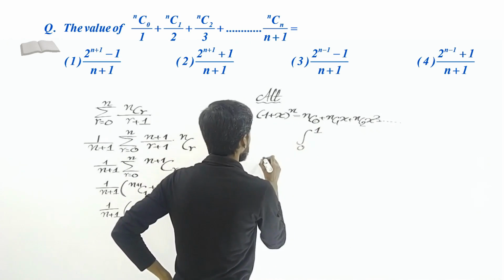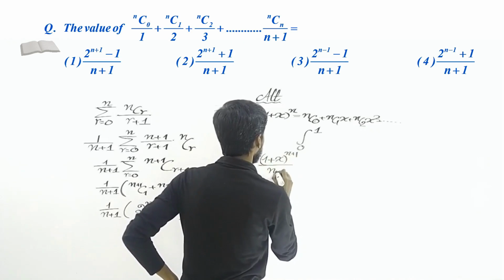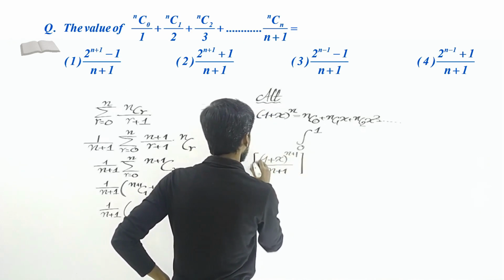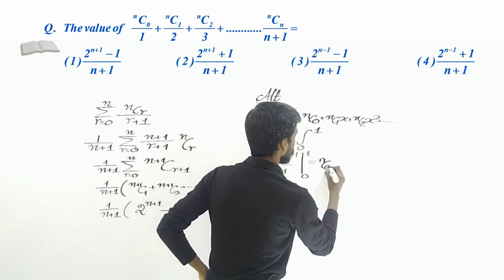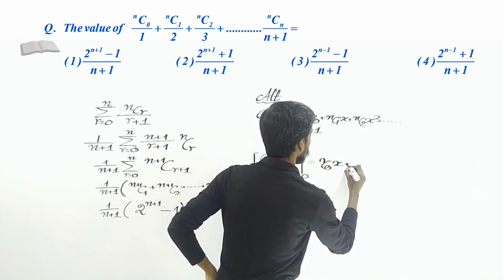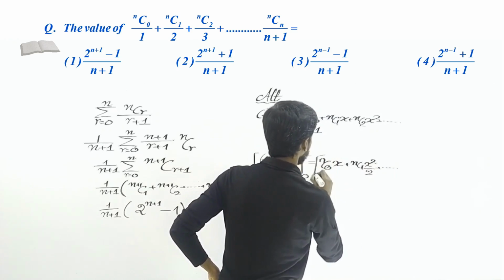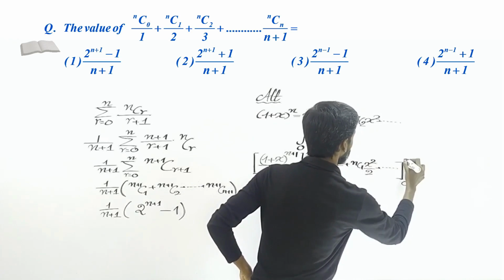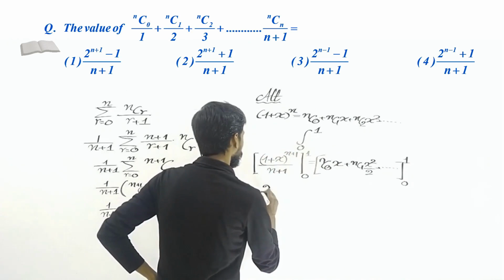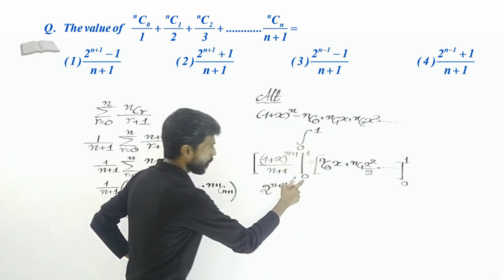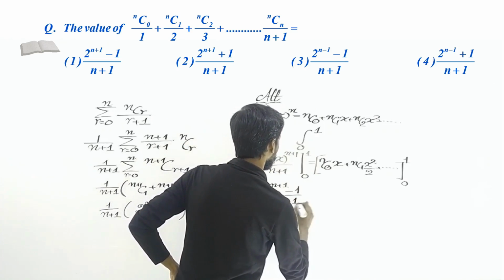First let us do the integration of this. The integral is 1 plus x to the power n plus 1 divided by n plus 1. The limit is there, so we have to substitute the lower limit and upper limit. That is nC0 x plus nC1 x square divided by 2, etc. Many more terms are there. Now we substitute the limits 0 to 1. If we substitute upper limit 1, we get 2 to the power n plus 1. Lower limit is 0, so 1 only. So minus 1 divided by n plus 1. This is the value.